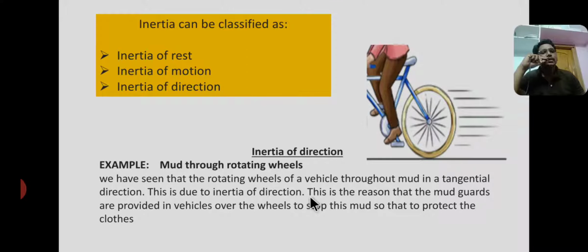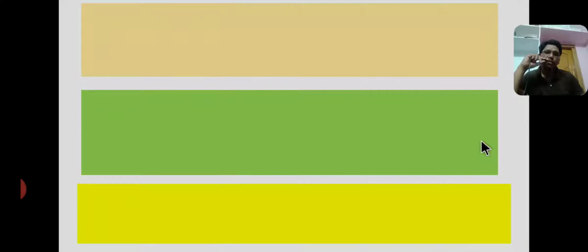This is the reason that mud guards are provided in vehicles over the wheels to stop this mud, so as to protect the clothes. So in this case we have to provide mud guards. You have to provide the mud guards to protect the clothes.